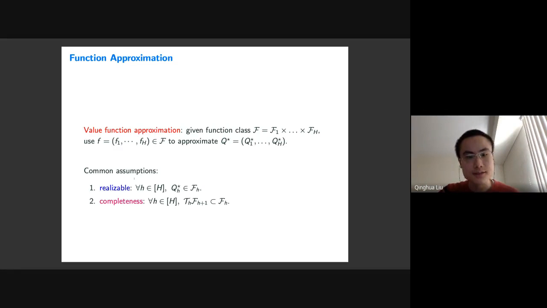Completeness says that after the Bellman operator, my function class is closed in some sense. That is, for any function in F_{h+1}, after we apply the Bellman operator, we will obtain some function inside F_h.